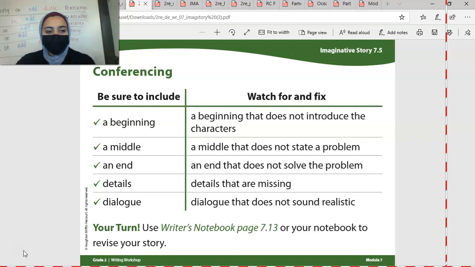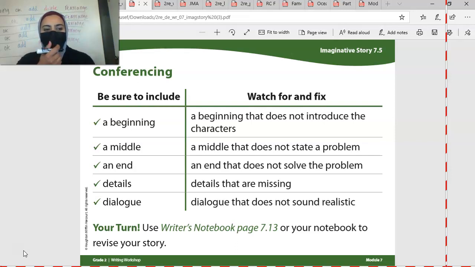Today we are focusing on adding, editing, or rearranging our imaginative narrative stories. It's an imaginary story that we've made up, that we have been working on. So today you will be conferencing with either me or, if you're at home, obviously with your parents.